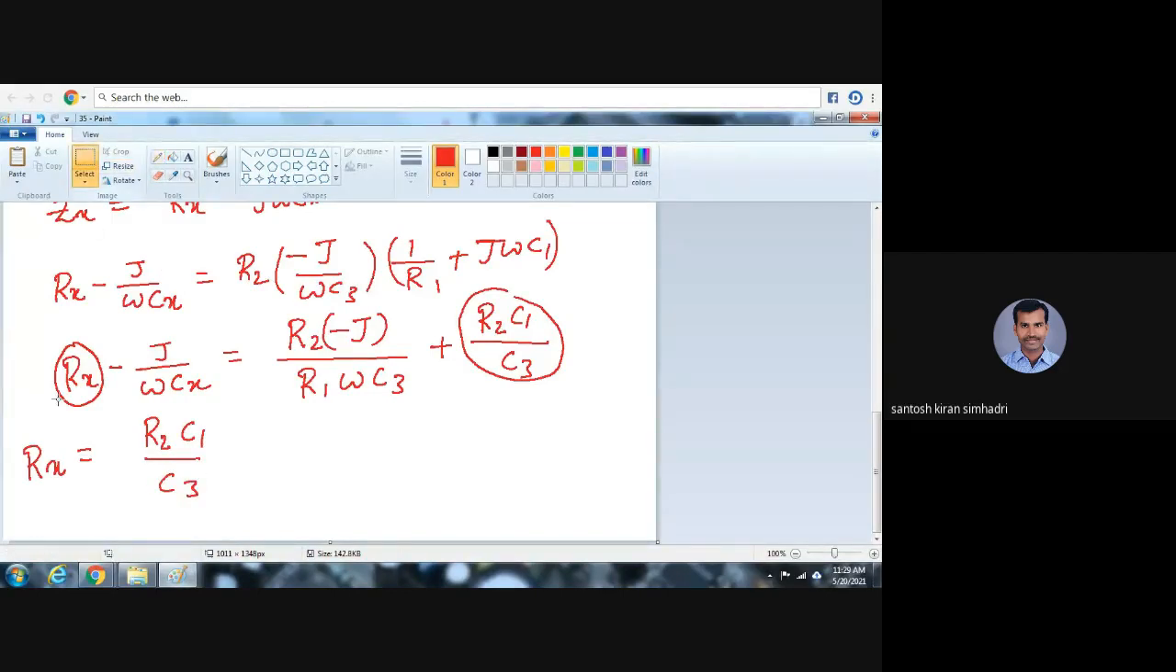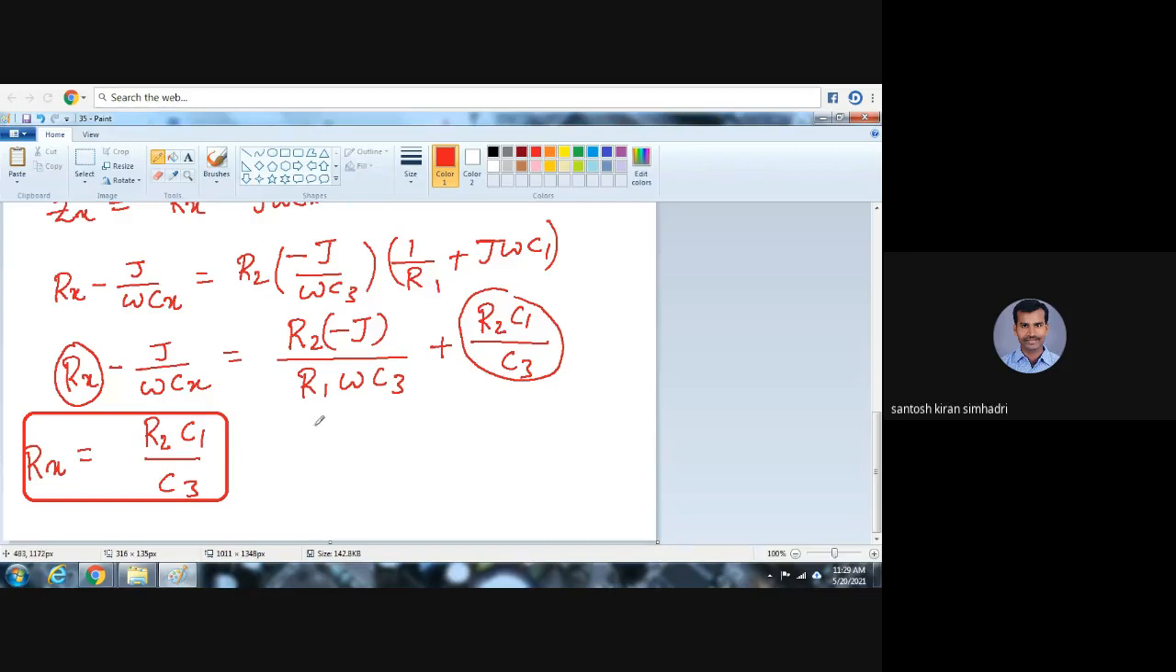So with the help of this scaling bridge, we have to easily find out the resistance. The next discussion, I have to equate this imaginary part.